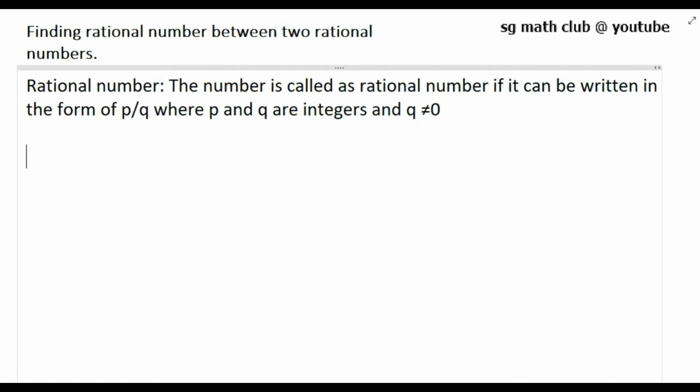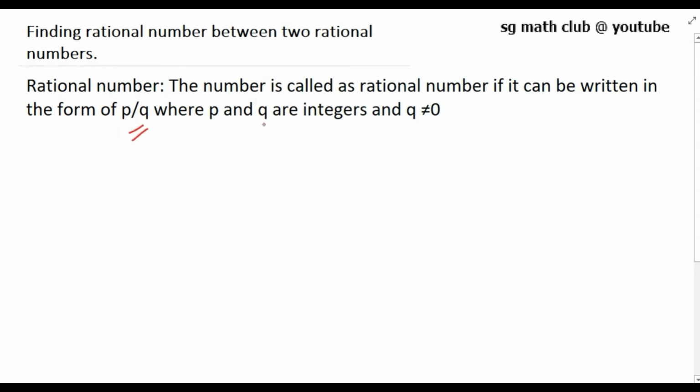And we know that a number is called a rational number if it can be written in the form of p by q, where p and q are integers and q is not equal to 0. We have seen examples also. 2 by 3 is a rational number, 1 by 3 is a rational number, minus 25 is also a rational number because it can be written as minus 25 divided by 1.